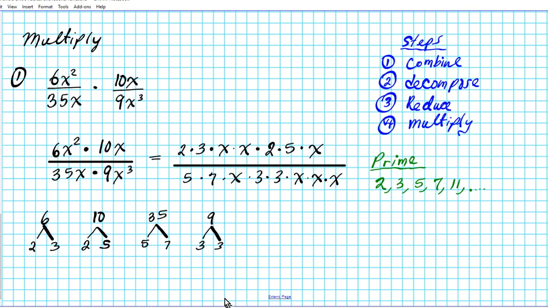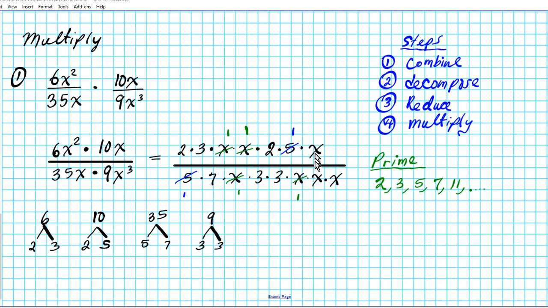Okay, so let's go ahead and carry out step number 3. Reduction involves dividing identical factors in the numerator and denominator. Notice the 5's are identical, so we can divide that out. So 5 goes here 1, 5 goes there 1. What else? 7, there's no 7 in the numerator. How about the x's? Well, we have a lot of x's in the top and bottom, so let's go ahead and divide that. So x goes here once, x goes here once, and then x goes here once, x goes here once.